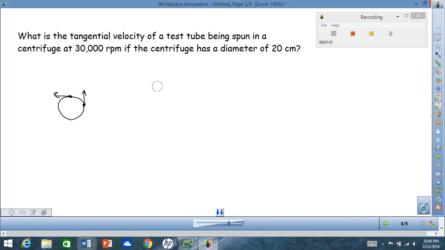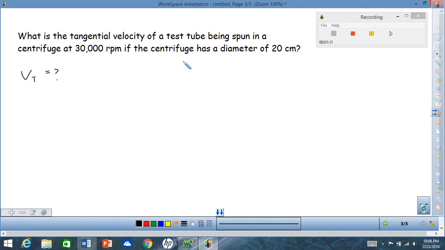All right, let's get rid of that and write down our givens. We're looking for the velocity, the tangential velocity, so we'll put that down as a question mark. It says it's being spun in a centrifuge at 30,000 RPMs, or revolutions per minute.